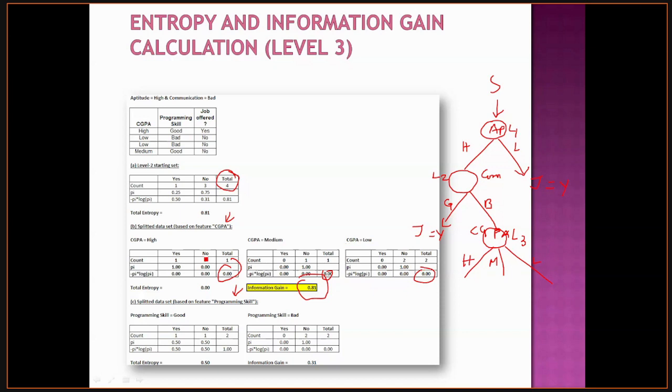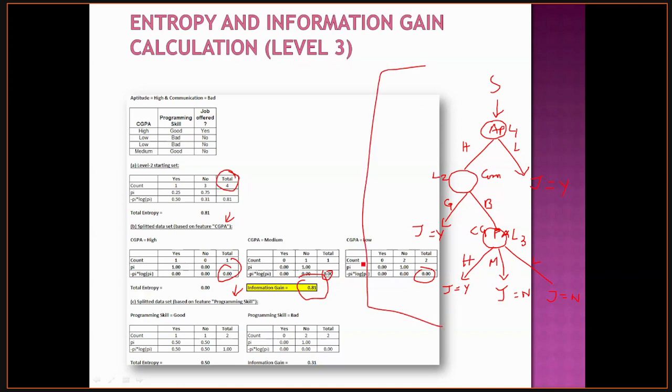So for high, the job is going to be offered. So for high, J is equal to yes. For medium and low, both of them, J is equal to no. Okay, J is equal to no. Here also, J is equal to no. So now I have built my whole decision tree.